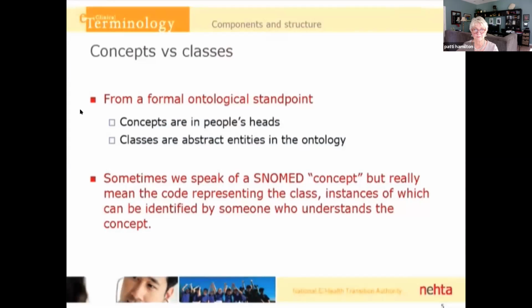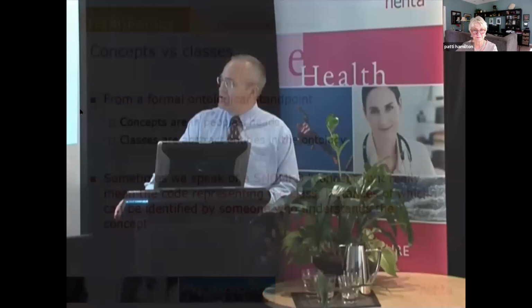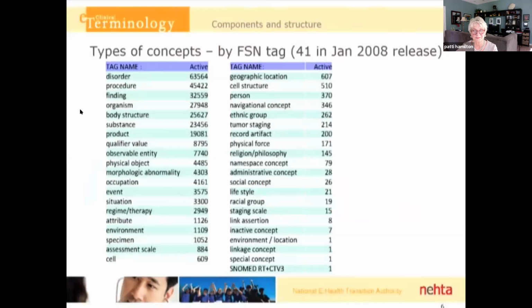Just to reiterate about concepts and classes, from a formal ontological standpoint, concepts are in people's heads, classes are the abstract entities in the ontology. So sometimes we speak of a SNOMED concept, but what we really mean is the code representing the class, instances of which can be identified by someone who understands what the concept means. So now I'm going to use the word concept when I really mean classes. So what are the types of concepts in SNOMED?